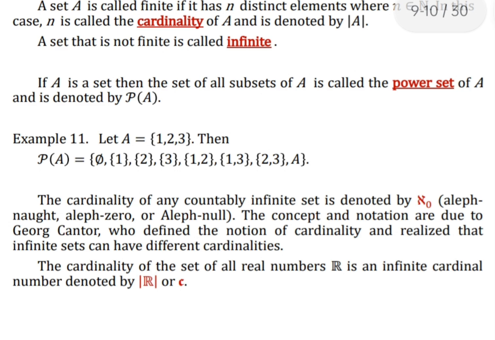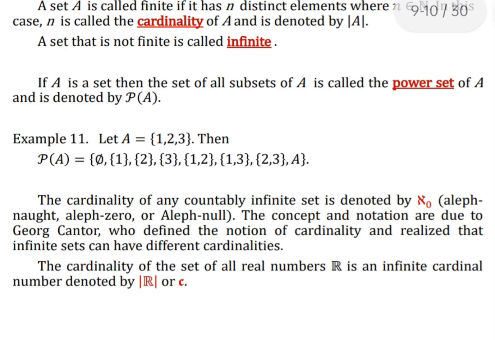Now, let us discuss finite and infinite sets. A set is called finite if it has a specific number of elements. This number is called the cardinality of the set and is written as |A|. If a set is not finite, then it is called infinite.